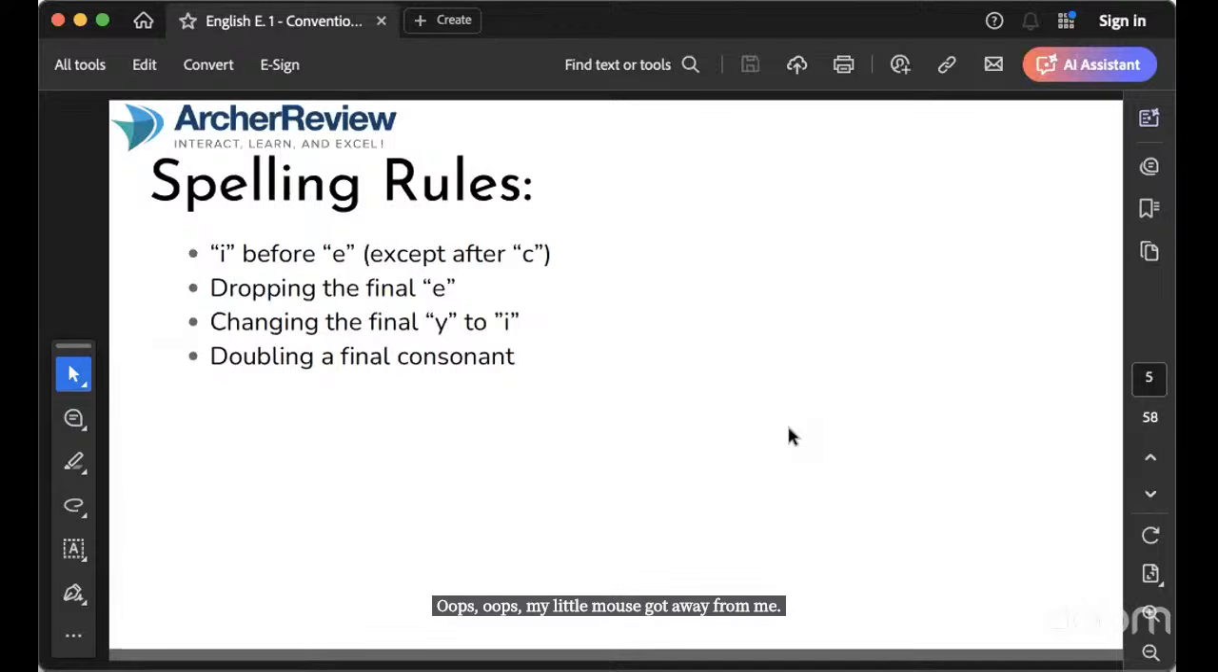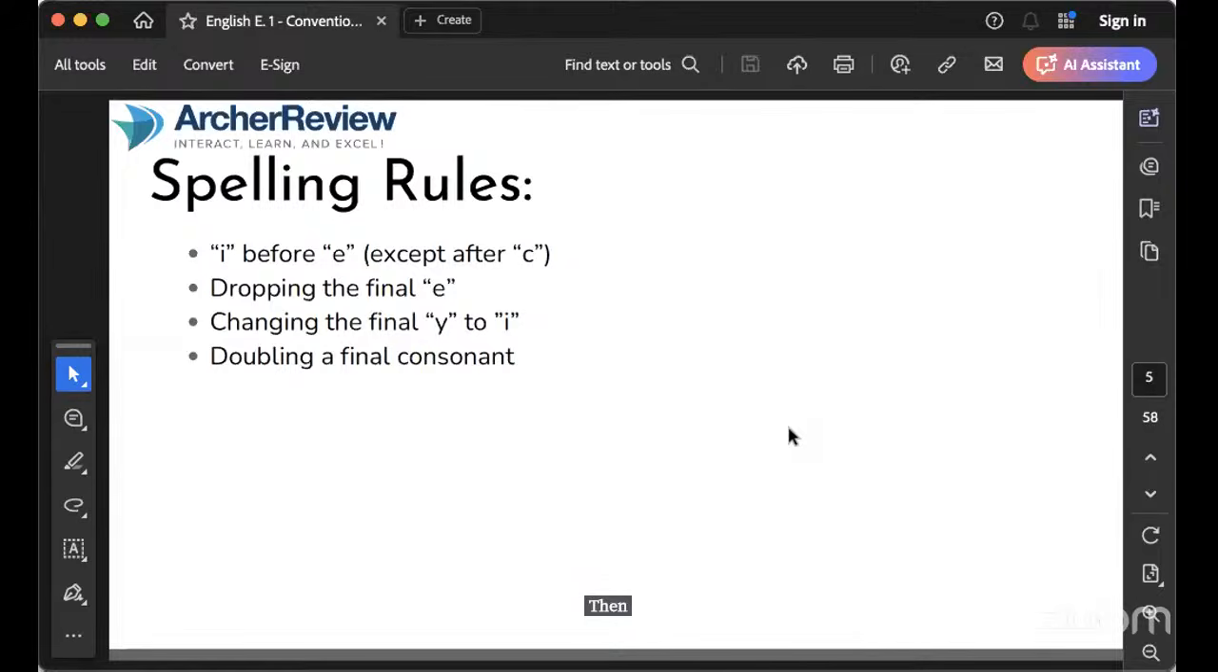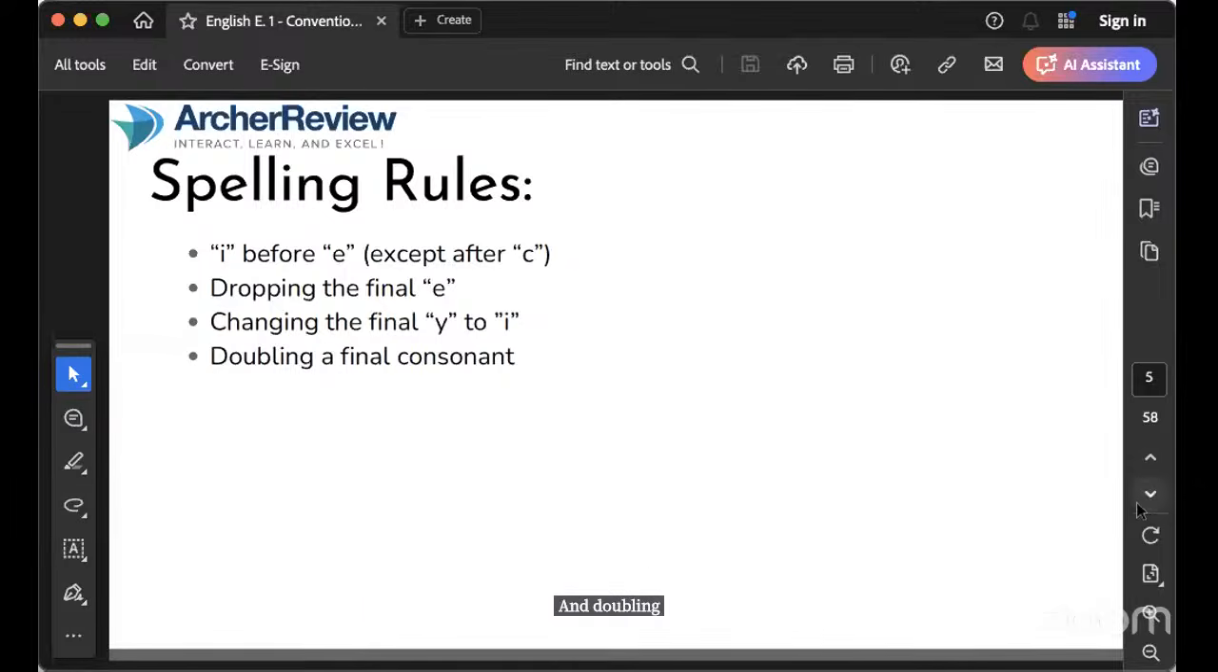So the four that we're going to look at tonight are the I before E, except after C. We're going to really dive into that one because most people have heard of this, but they don't understand the full scope of it. Then we're going to look at when to drop the final E, changing the final Y to an I, and doubling a final consonant, when to do it and when not to do it.